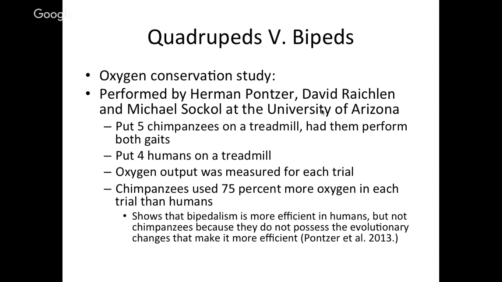And this shows that bipedalism is far more efficient in humans, not necessarily chimpanzees, because the chimpanzees do not possess the evolutionary changes that we just discussed, such as change in the position of the foramen magnum, change in foot size, change in length of femur, tibia, and fibula, etc. And those changes are what make bipedalism more efficient. So that's why it was not more efficient in the chimpanzees.